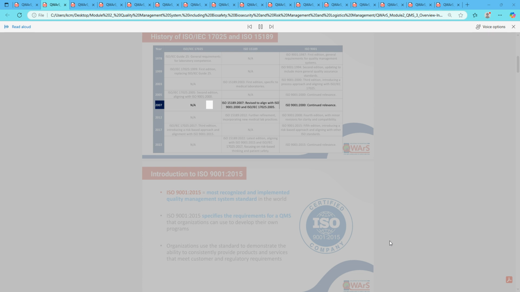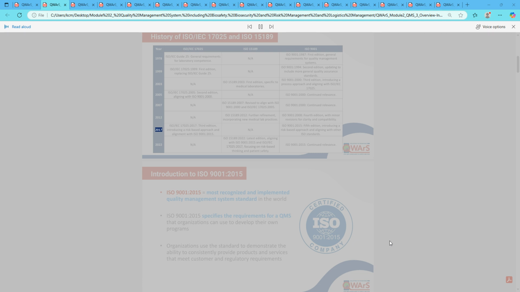2007, not applicable. ISO 15189:2007, revised to align with ISO 9001:2000 and ISO/IEC 17025:2005. ISO 9001:2000, continued relevance. 2012, not applicable. ISO 15189:2012, further refinement, incorporating new medical lab practices. ISO 9001:2008, Fourth Edition, with minor revisions for clarity and compatibility.